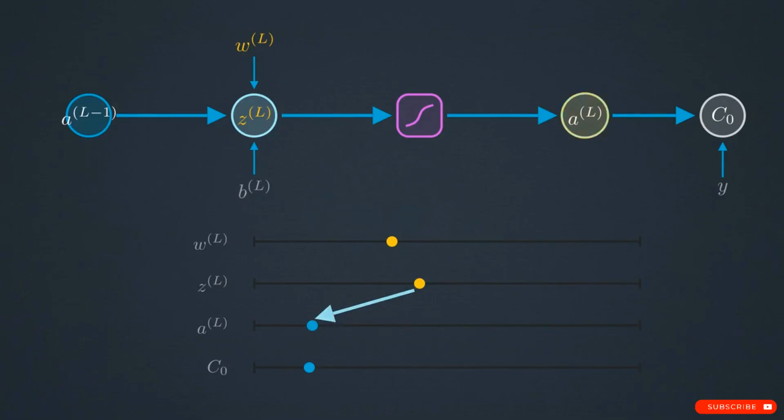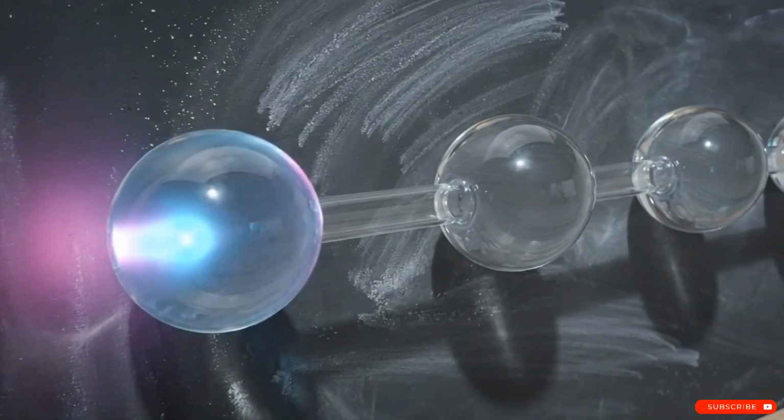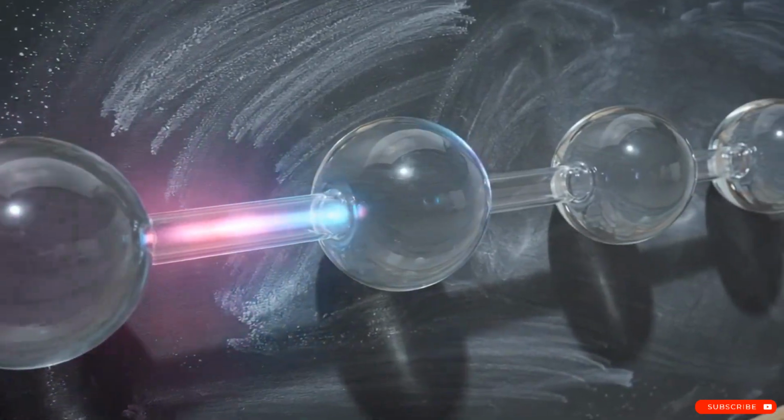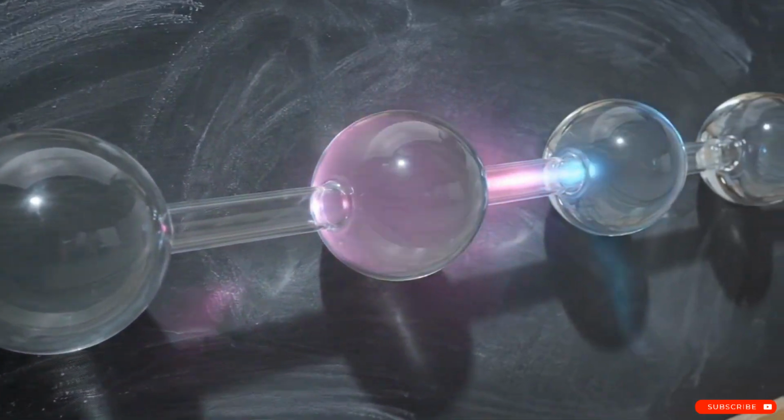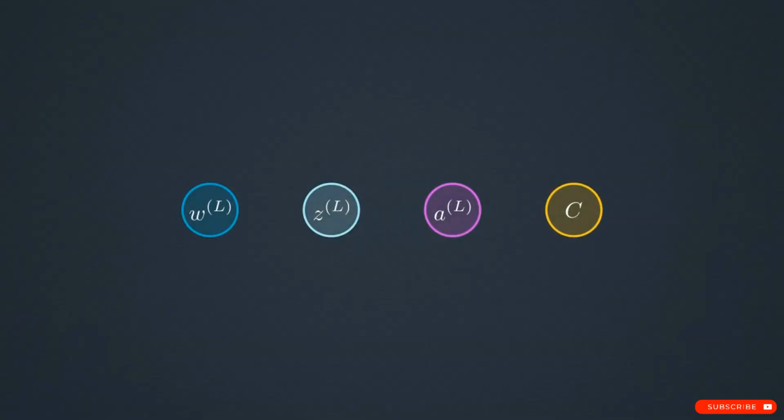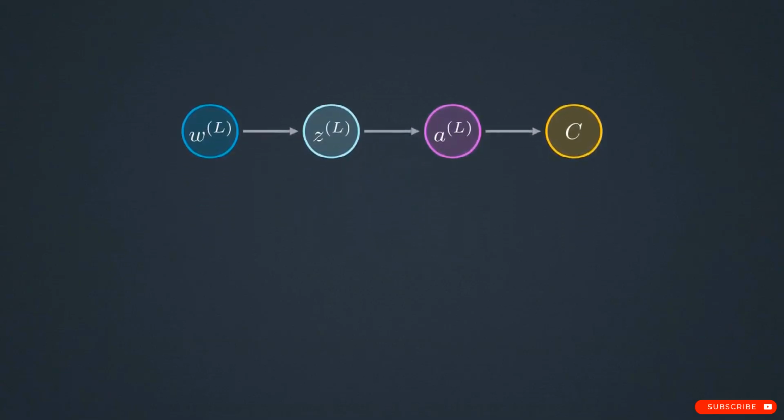We can visualize this as a chain of local number lines. A small nudge to the weight triggers a ripple through z, then a, finally reaching the cost. Because of this structure, changes in the cost are never directly linked to a weight. They are filtered through this specific sequence of dependencies. The chain rule is the direct mathematical translation of this sequence.